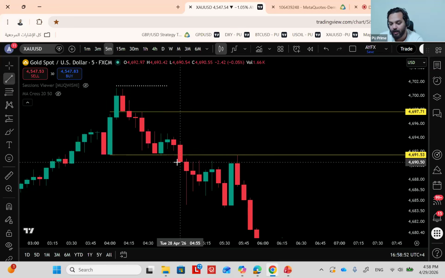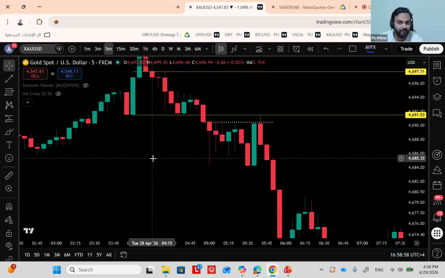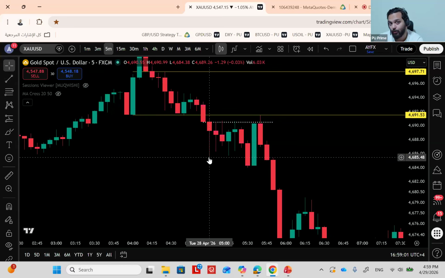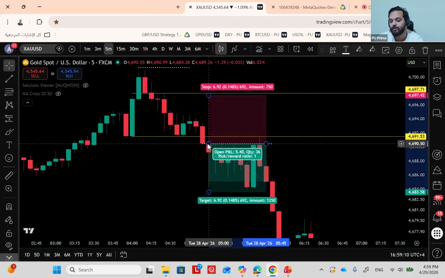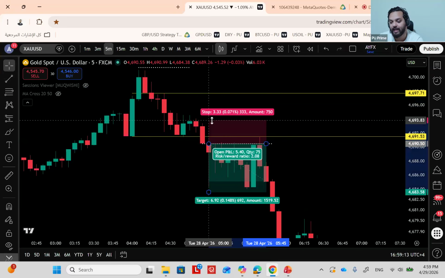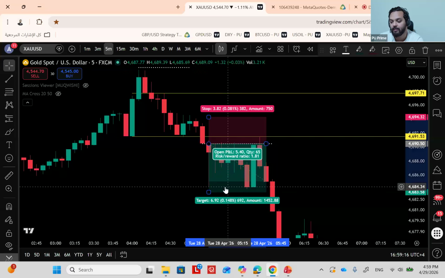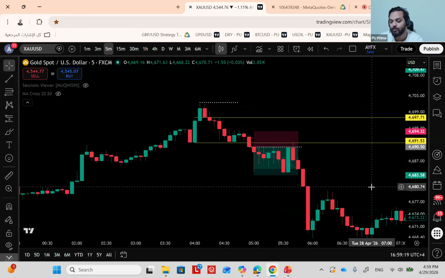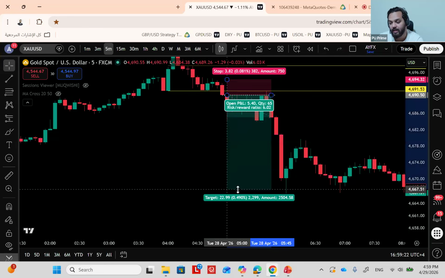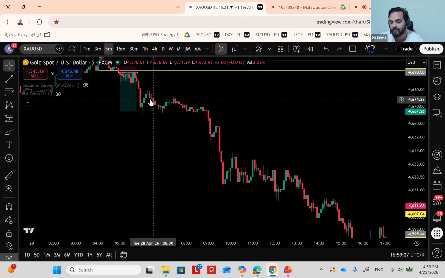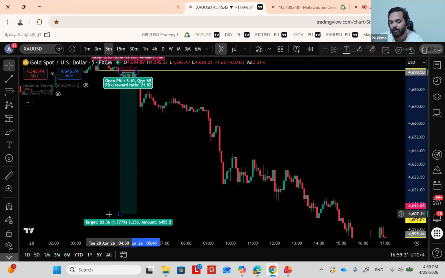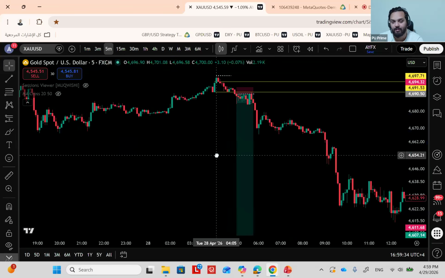Now I will mark the low of this candle. If there is any candle that breaks below this low, I will enter a sell. And here you can see I'll just make a short position. I'll enter here. I'll put my stop loss above the previous candle like this. And I will aim for a 1 to 2 risk to reward ratio. Now, what you can see is that the price has actually, oh, wow. This is insane, right?